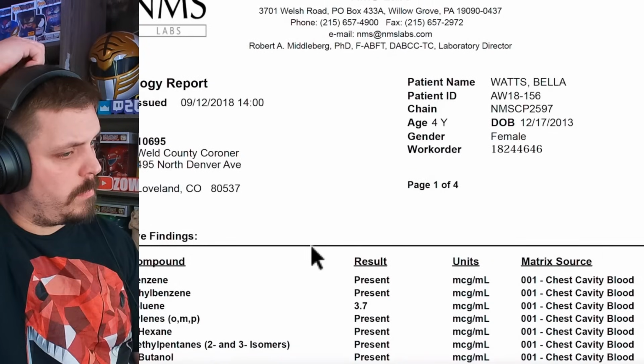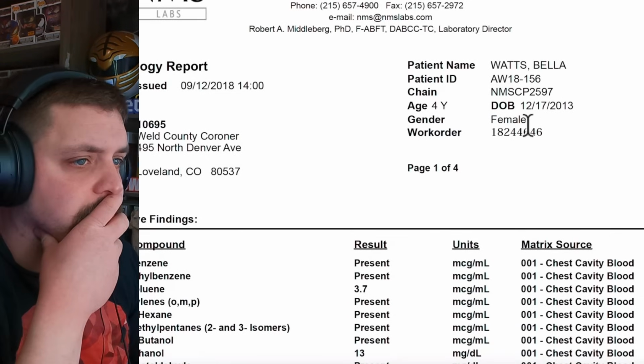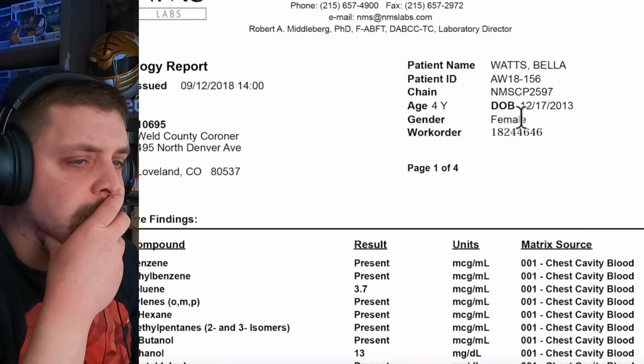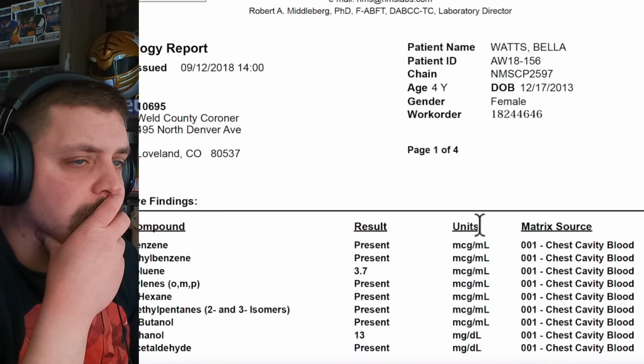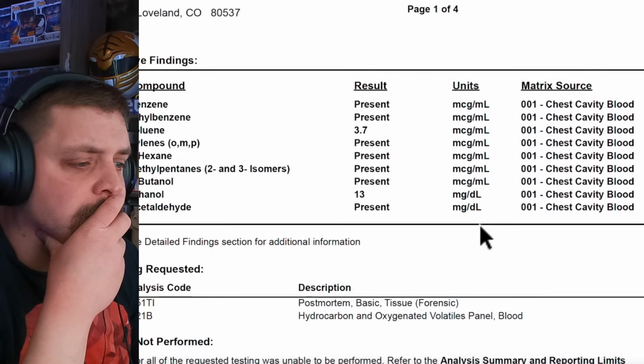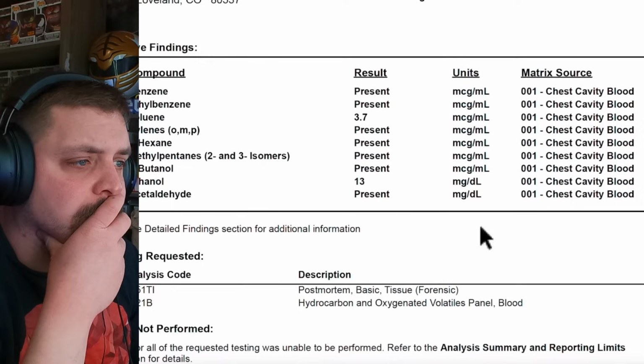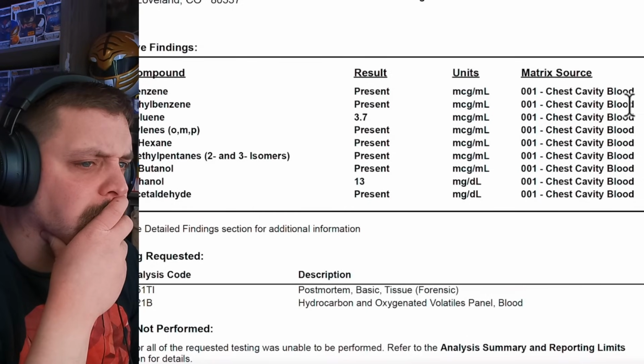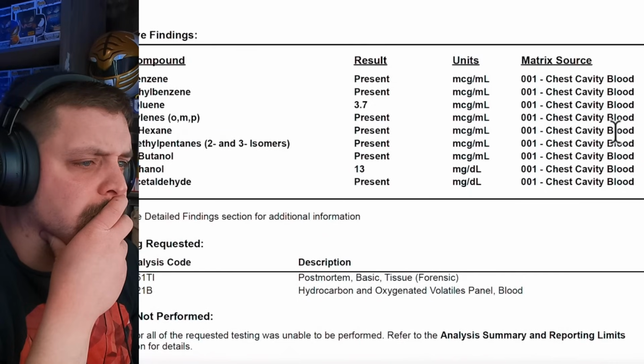So now let's go on to Bella. She was born on the 17th of December 2013, and the first report we see in her autopsy is the toxicology report. There was a wide range of toxins present in her body, and they were able to collect chest cavity blood. Now, in Shanann's autopsy, they collected spleen blood and spleen blood only.